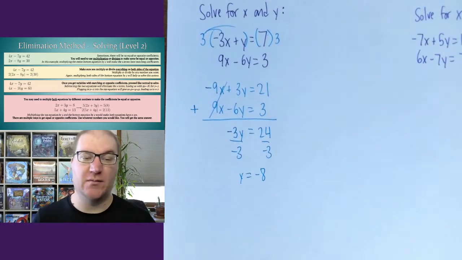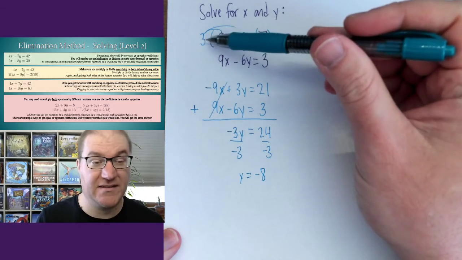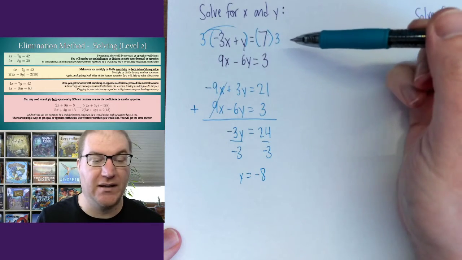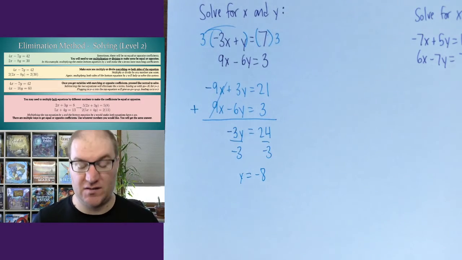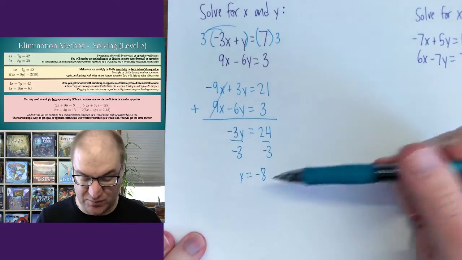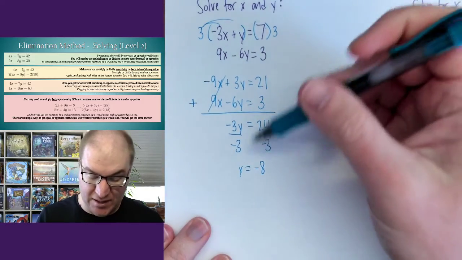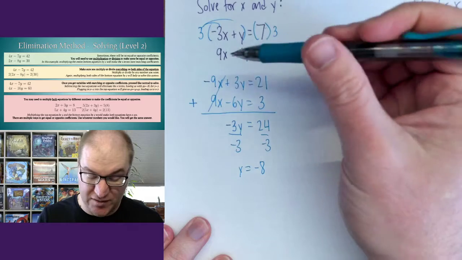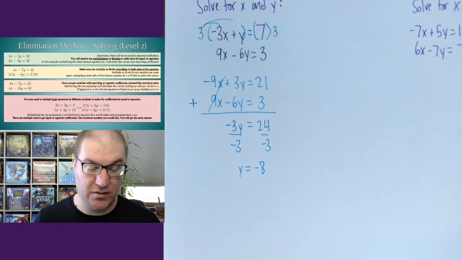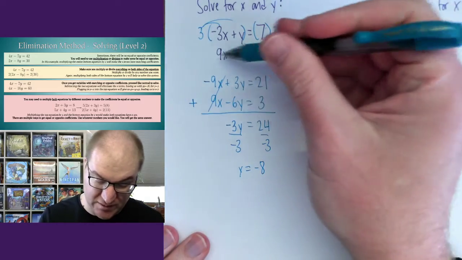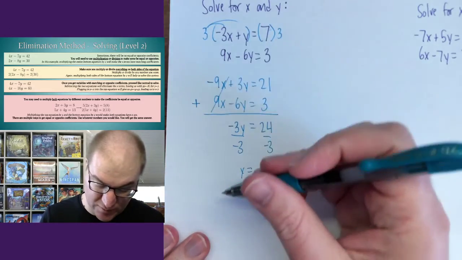So really all this did was add one little step at the beginning. And that step is you're allowed to multiply one or both of the equations by whatever numbers you want. As long as you do it to both sides, you're allowed to do that. Let me finish this problem. Y is negative 8. I need to plug that into one of the equations. Now I can plug it into one of the originals or one of the new ones. They're all equivalent. So I'm going to plug it into the original top one.